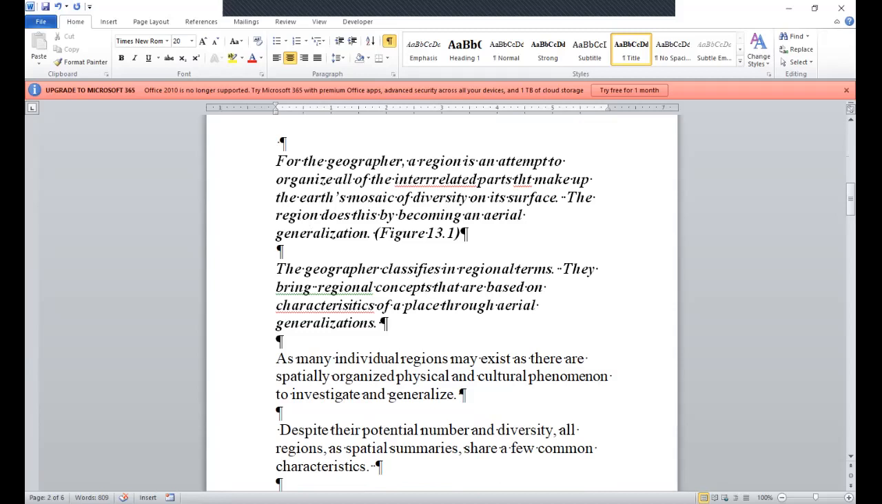For the geographer, a region is an attempt to organize all of these interrelated parts that make up the Earth's mosaic, if you will, of diversity on its surface. The region does this by becoming an areal generalization. So the geographer classifies, as a result, in regional terms, and brings regional concepts that are based on characteristics of a place through this areal generalization.